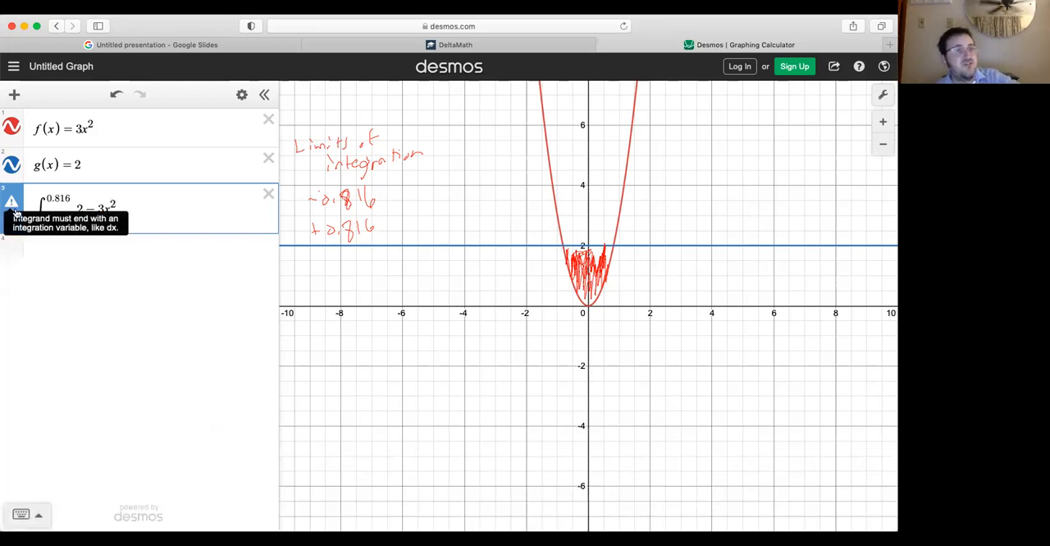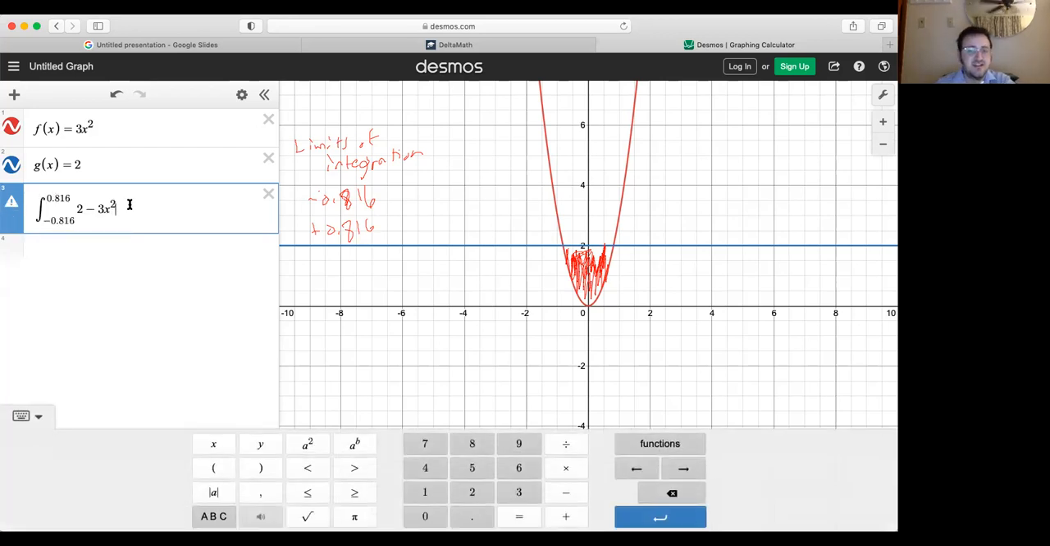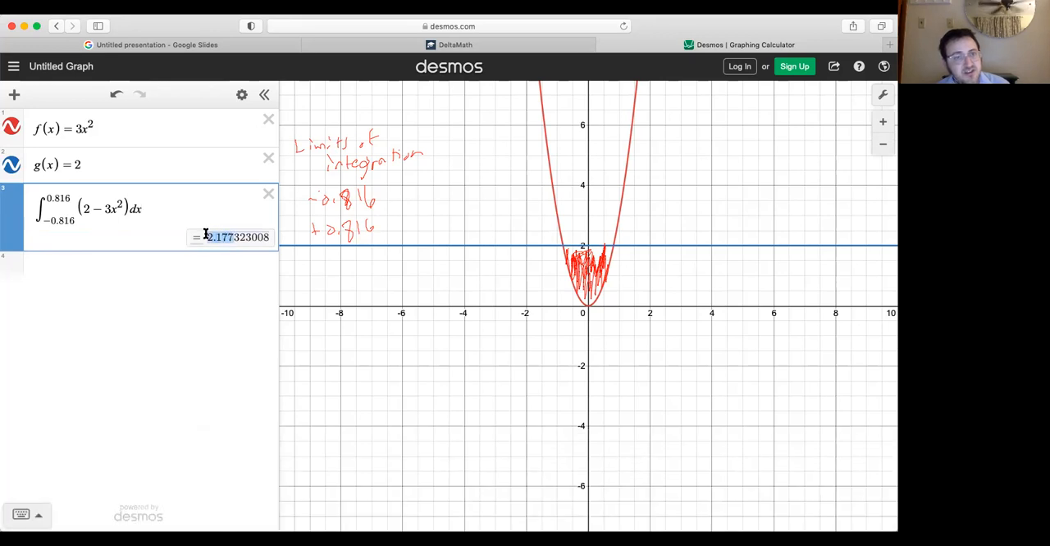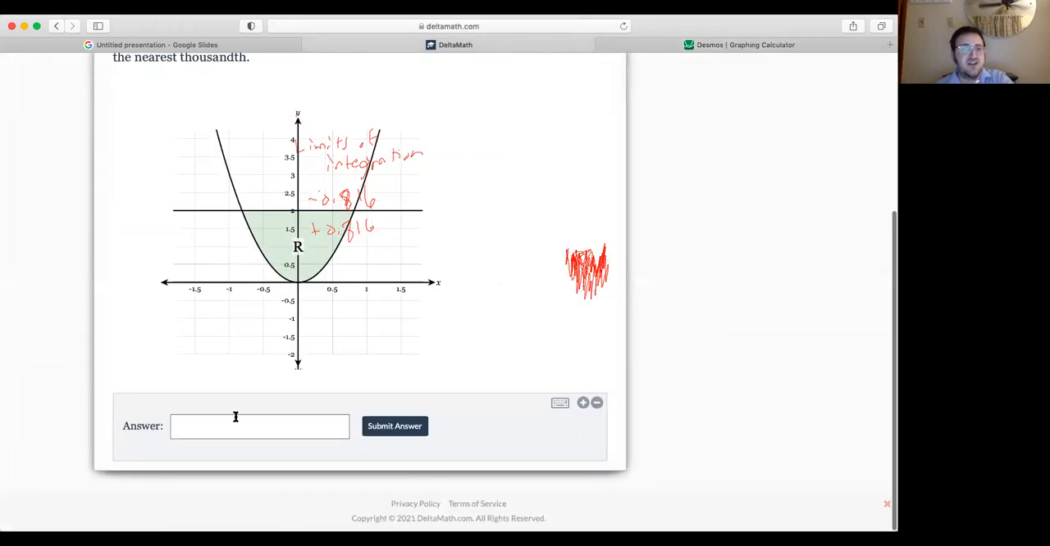If you click on the little thing on the left, it says the integrand must end with an integration variable like dx, so put parentheses around what you added or subtracted. And we get 2.177. It says to the nearest thousandth on Delta Math, so we want 3 decimal places. This rounds to 2.177, and then you just enter that in.